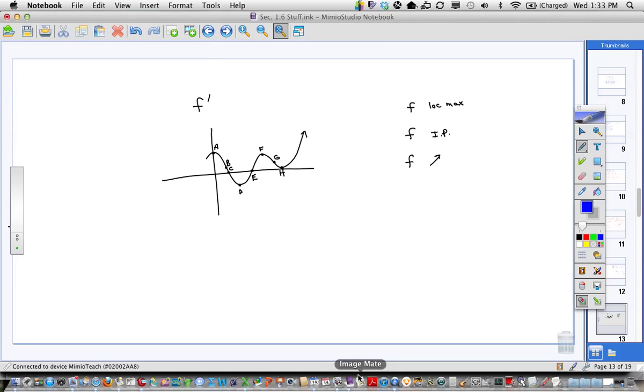Where's F increasing? In what intervals? Between what two sets of points is F increasing? Go. A to C. And couldn't you say E to infinity, right? You could keep going, even though H is 0 there. So from E on, whenever this is above the x-axis, positive, right?